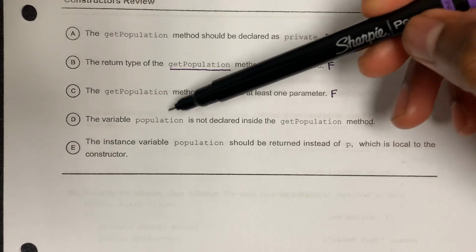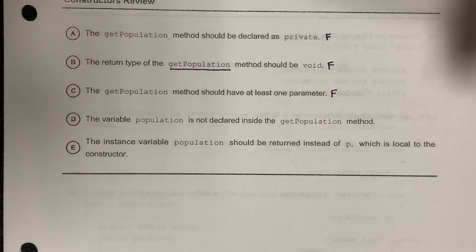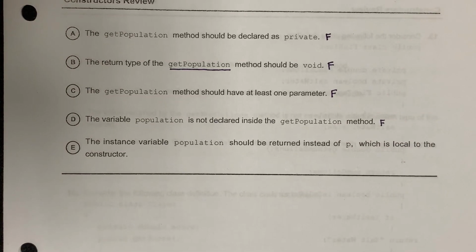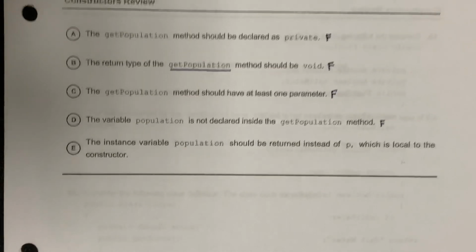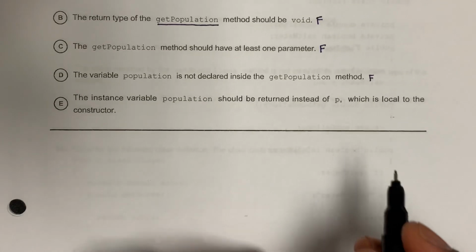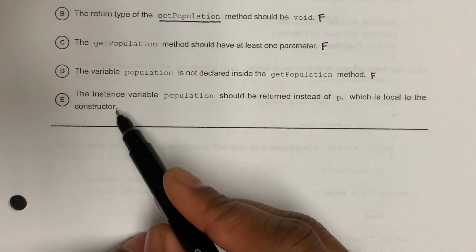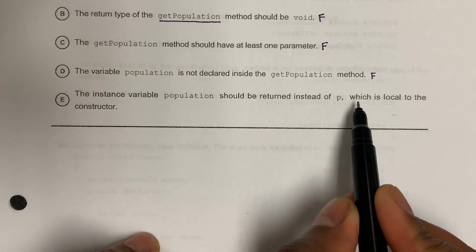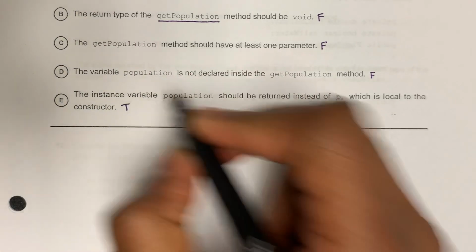D, the variable population is not declared inside the getPopulation method. That's also going to be false. An instance variable needs to be declared before the constructor. So again, by process of elimination, we get down to E, the instance variable population should be returned instead of p, which is local to the constructor. That's going to be true.